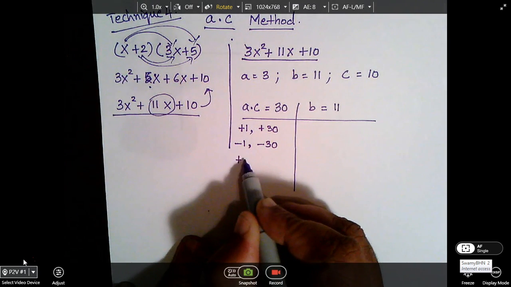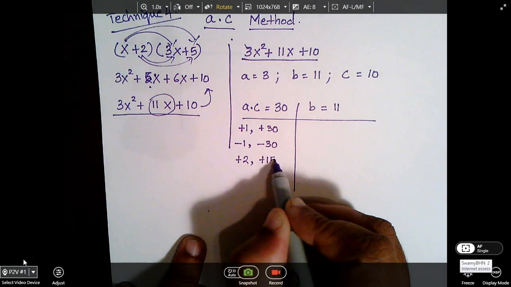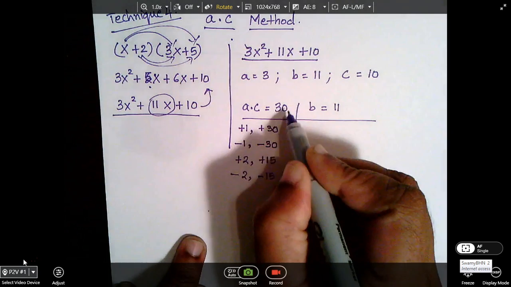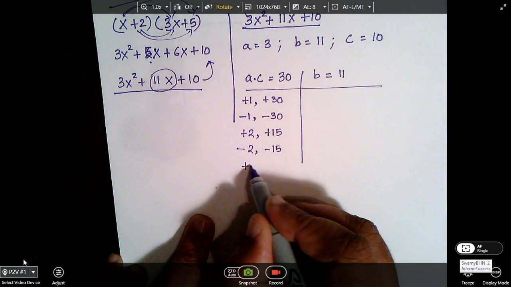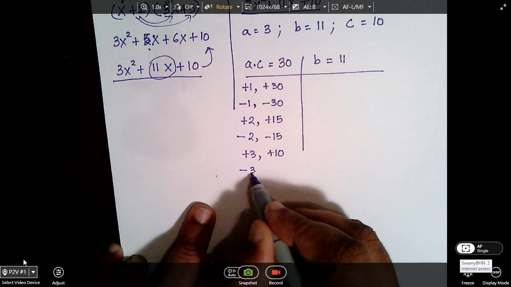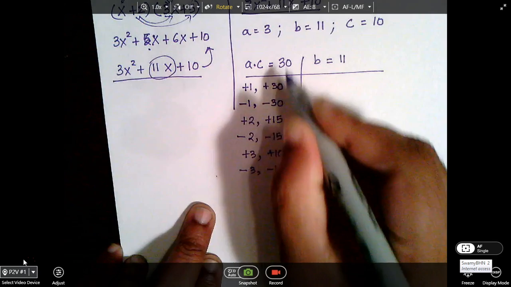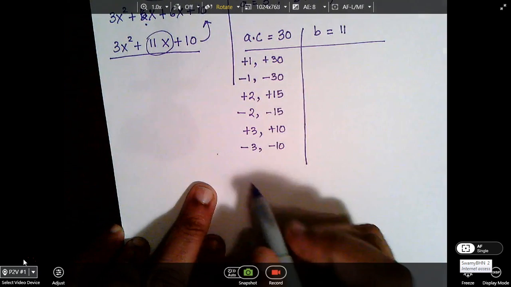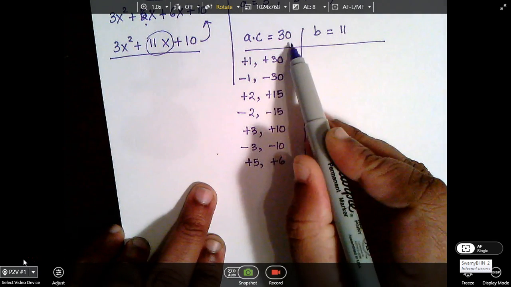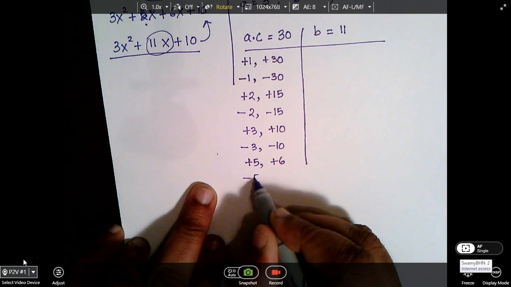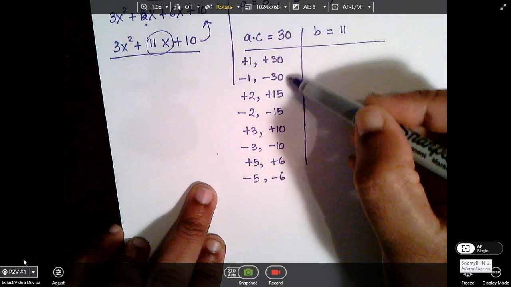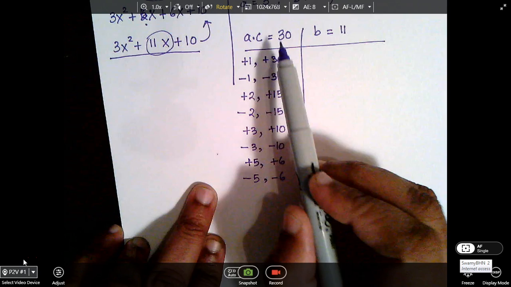That will multiply to give me a positive 30. So the next numbers, positive 2 and positive 15, can give me a positive 30. Negative 2 and negative 15 can also give me a positive 30. Positive 3 and positive 10, positive 30. Negative 3, negative 10 is also a positive 30. 4 is not a factor of 30, so I'm going to go to the next number, positive 5 and positive 6. It will give me a positive 30. Negative 5 and negative 6 will also give me a positive 30. Now I have listed all the pairs that are possible for getting me a 30.